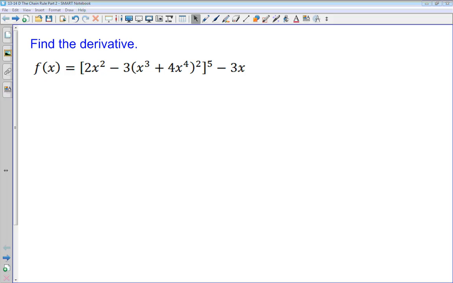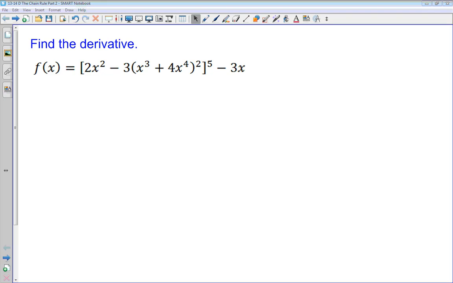So here we're just going to take a look at a couple of trickier questions involving the chain rule that we didn't take a look at in the other lessons. Here we're given this really complicated function, and we're asked to find the derivative. This is going to involve application of the chain rule. And in fact, we're going to have to apply the chain rule more than once here.